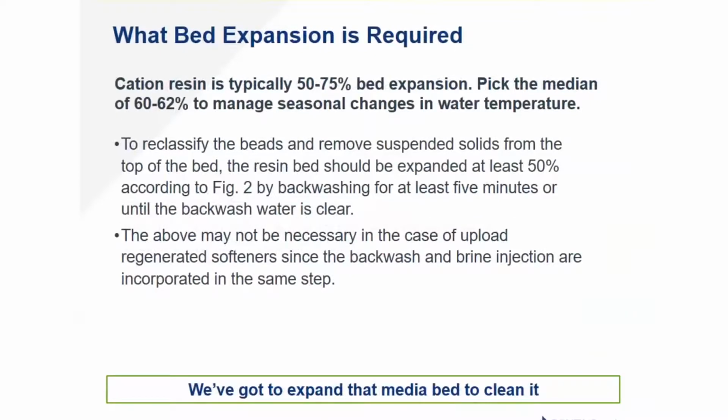So what bed expansion is required? Typical cation resins, and always go back to spec sheets when dealing with a specific resin. If you know what it is in the tank, you want to go to an OEM spec sheet. But typically you're looking at a 50 to 75% bed expansion. Pick the median range of 60 to 62 to manage seasonal changes in water temperature.